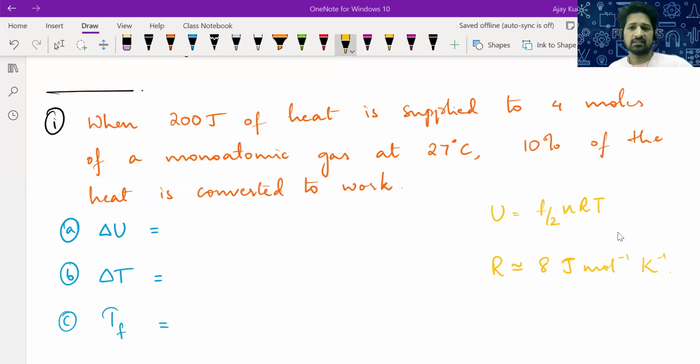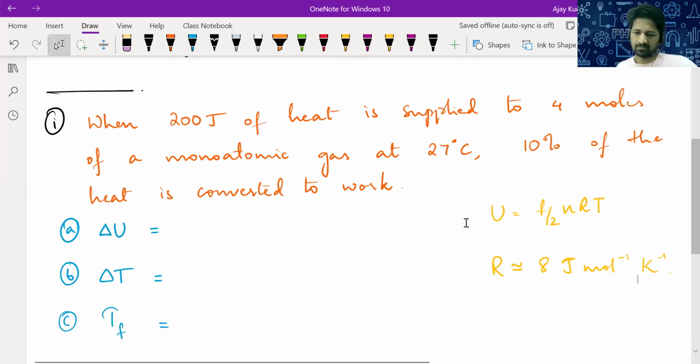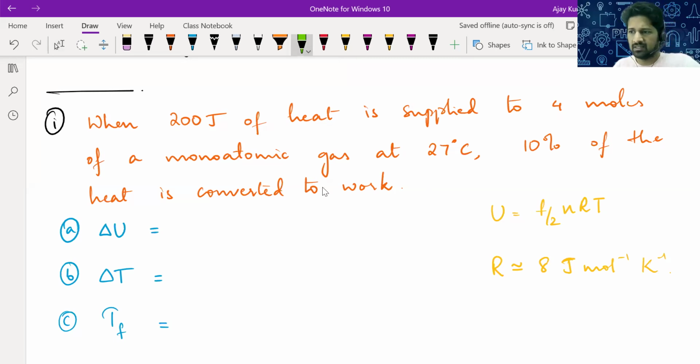Any answers, anyone? At least the change in internal energy. See what happens when you supply heat to a system. Some of it gets stored as internal energy, the rest of it gets converted to work. You're asking for some time to solve. Okay, solve it quickly. Okay, let's discuss the answers.